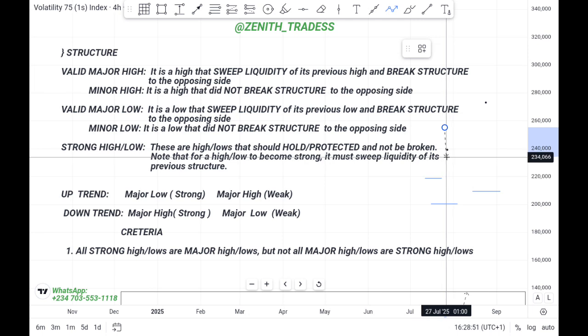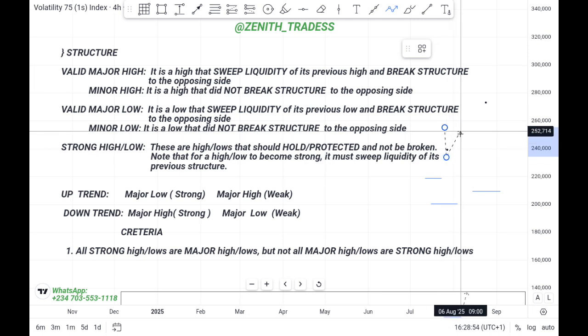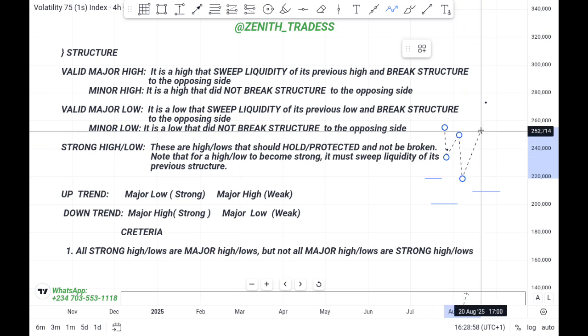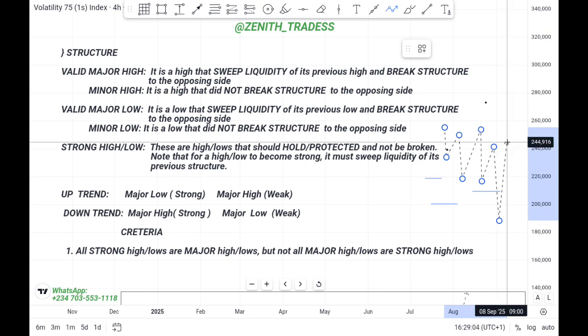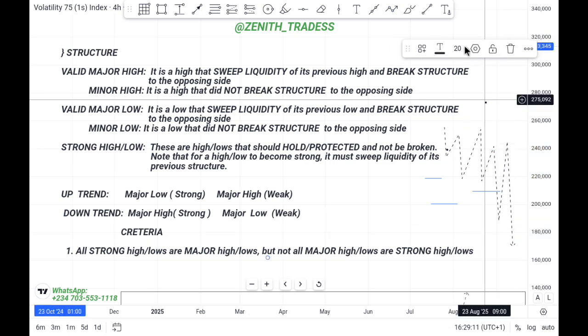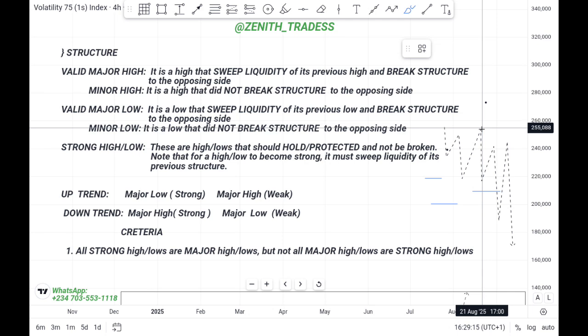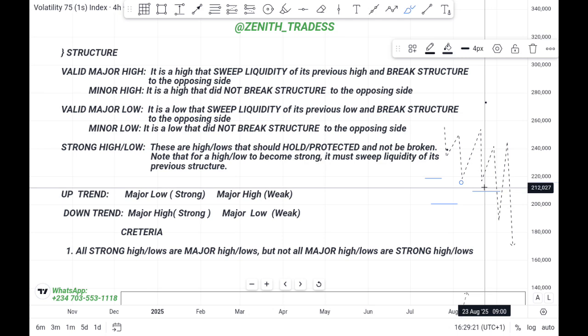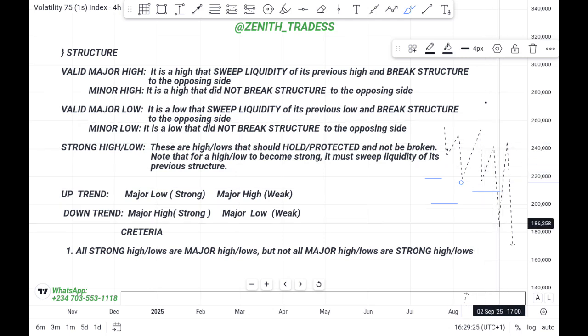This is a low, creating a lower low, lower high, lower low, lower high, lower low, lower high, lower low, lower high, lower low. All right. So here now we have this high here. We have this high as a major. Okay, we have this low as a major low, right? We have this low as a major low. This low is not a major low because it was not able to sweep the liquidity of the previous high. We have this low as a major low, right?